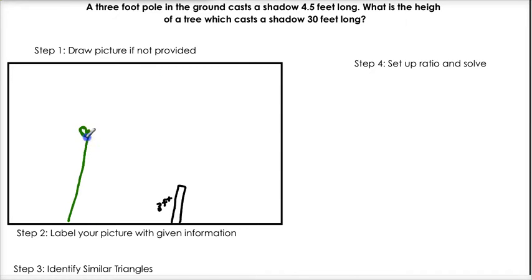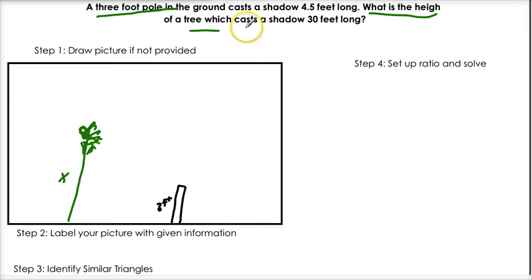All right. And that's my beautiful tree that's in the ground. And it's asking for the height, so let's put an X there because we don't know how high my tree is. All right. So we got our 3-foot pole cast in the ground, and we got our tree, which we don't know the height of.